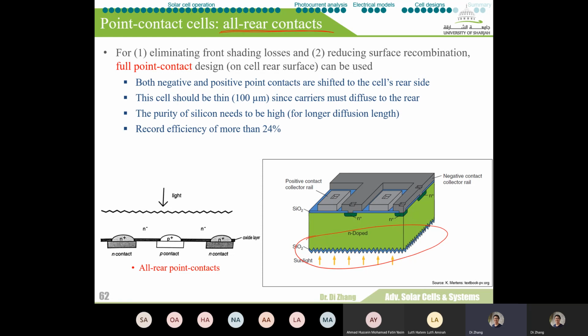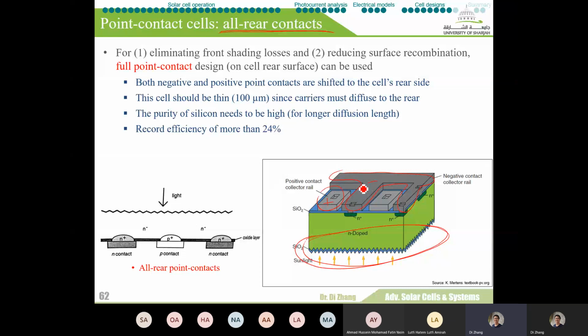But now in this case, we have the positive contact here. We have the common negative contact here. The positive and negative are both shifted to the backside, and in the front surface we have zero obstructions. In this way, optically speaking, you can have an almost perfect solar cell. There are no shading losses, zero shading losses from the fingers.